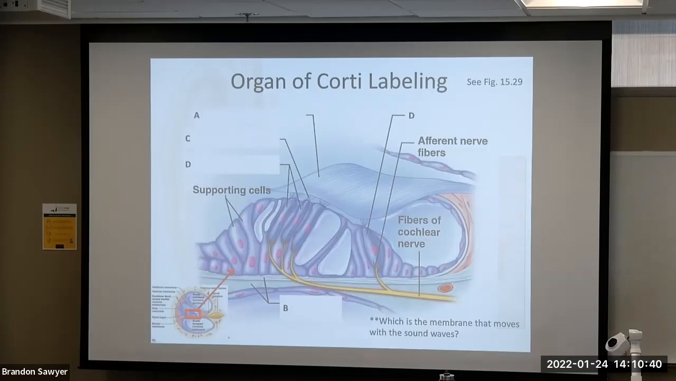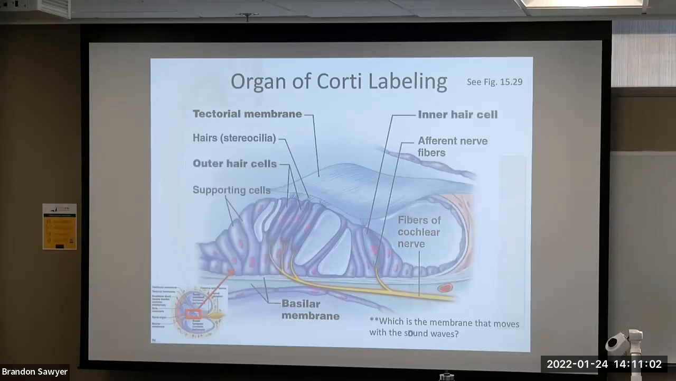All right, so about 80% of you are saying B is the one that moves. So let's walk through those here. So A is pointing to that membrane on the top there. What do we call that one? Yeah, that's our tectorial membrane. And then B down there is the one you guys said is the one that moves. So that's our basilar membrane. That's correct. And then C is just pointing to the hairs themselves, right? And then D is just pointing to those hair cells.